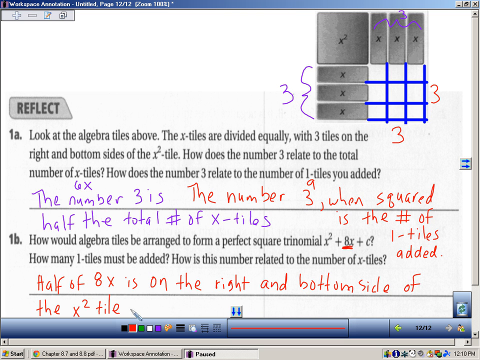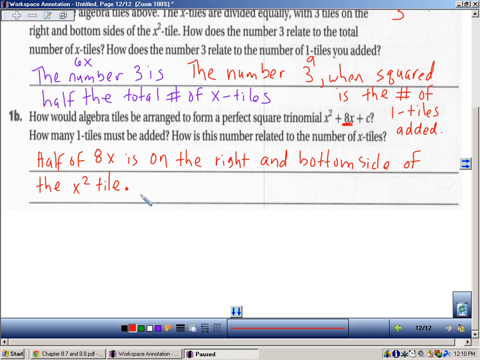And doing that, how many 1 by 1 tiles? Okay? Well, I'm going to draw a little picture. So we have... not pretty.